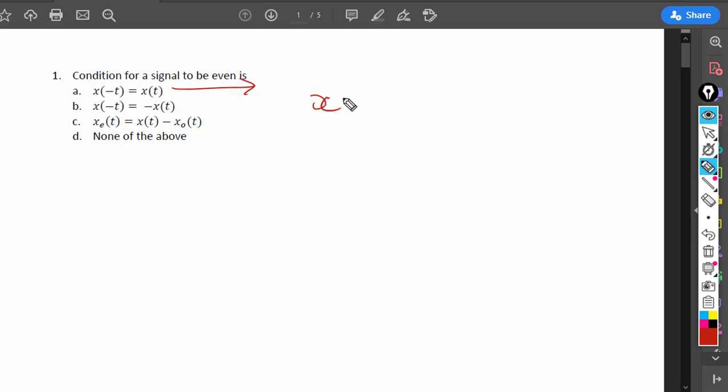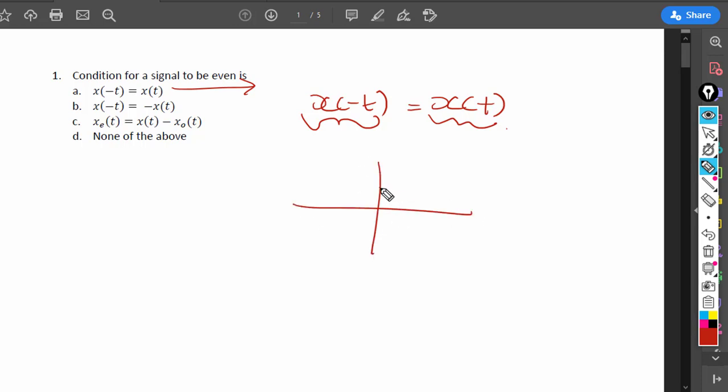So x of minus t, in the sense, if you have a signal and you take its mirror image, is equal to x of t. What do you mean by this? If you take the mirror image of the given signal, you will get back your original signal x of t. And this condition is for a symmetric signal.